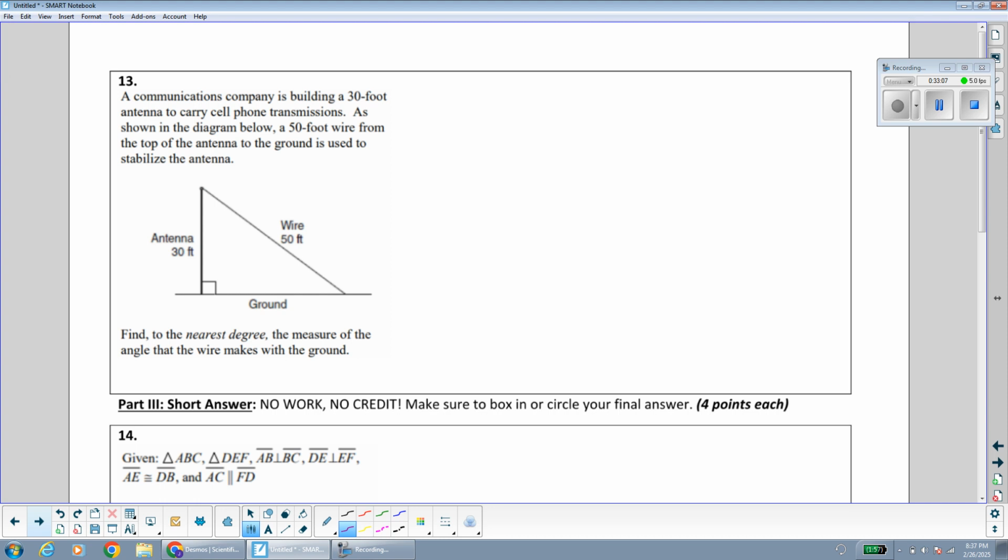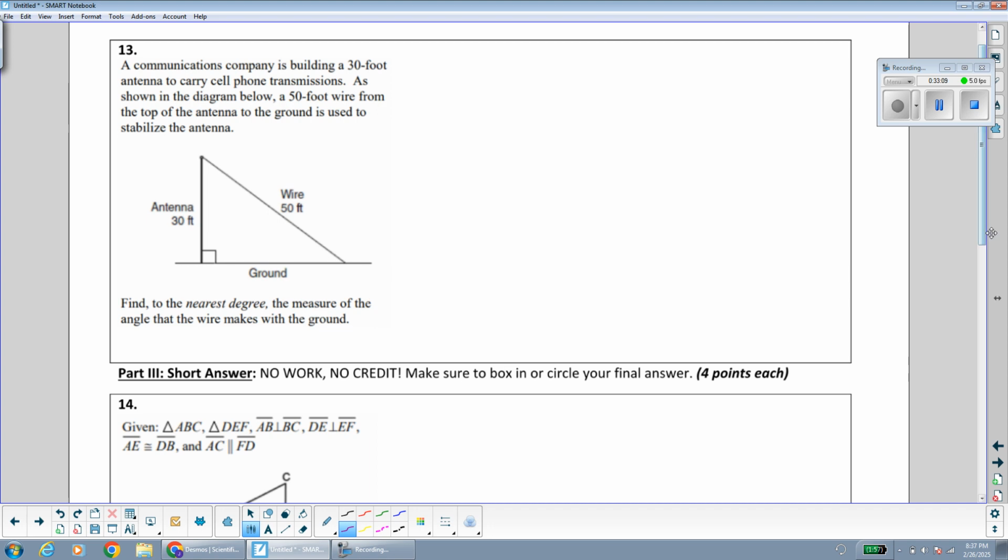Over here, we need to find the angle measurement that the wire makes with the ground. We have a right triangle. We need to find an angle, that's trig. Let's do it. I'm going to use sine. And you can always write SOHCAHTOA on. I need the opposite and hypotenuse.